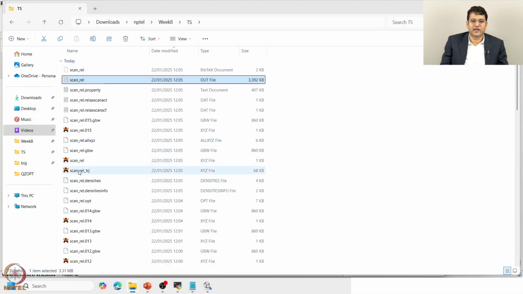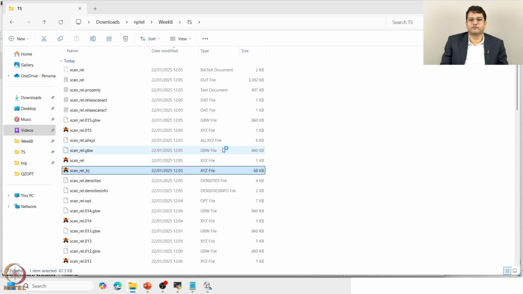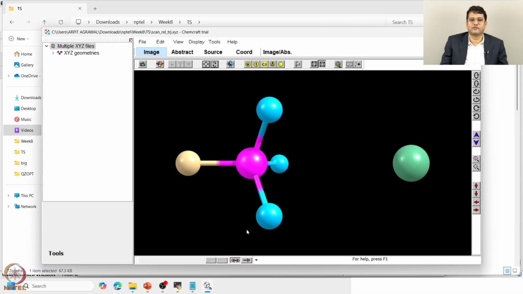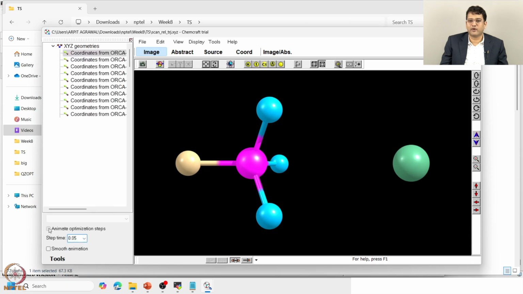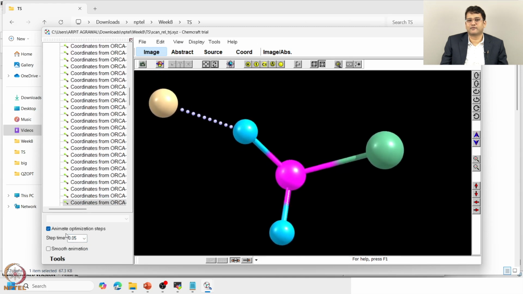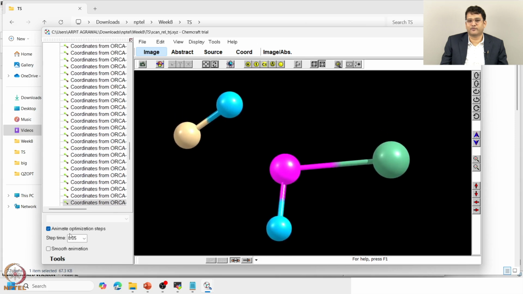So let's go to the scan dot trajectory where all your trajectory files are. And this also I open with ChemCraft. Since all the geometries are there, it will be a good idea to see it. Only thing, I want to see it quite fast, so I will animate the optimization step and see what happens. So this kind of bond breaking will be observed.